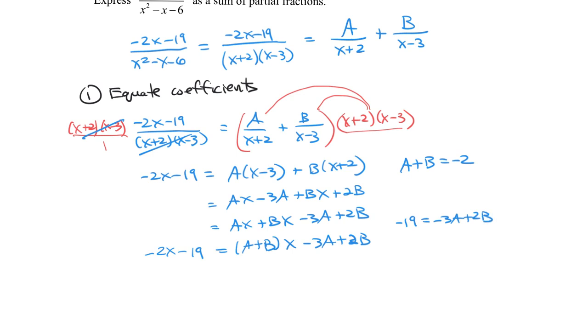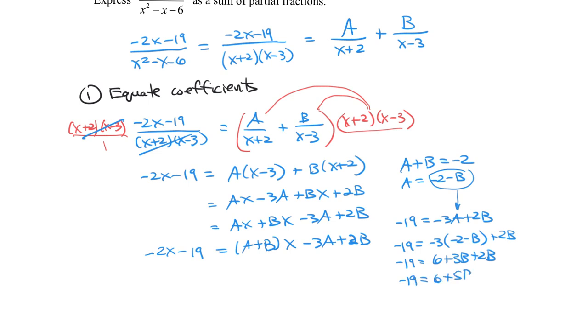So at this point, we have a system of equations. We've got 2 equations and 2 unknowns, right? So I'm going to solve by substitution. I'm just going to solve this for a. So I'm going to subtract b and say a equals minus 2 minus b. I'm going to take this and plug it in right there. So we get negative 19 equals negative 3 times the quantity minus 2 minus b, plus 2b. So negative 19 equals 6 plus 3b plus 2b. Okay, so negative 19 equals 6 plus 5b. I'm going to subtract 6 from each side, so I'll get negative 25 equals 5b.